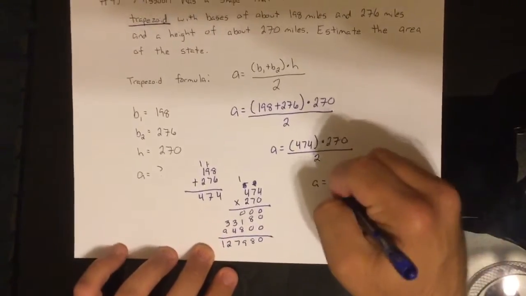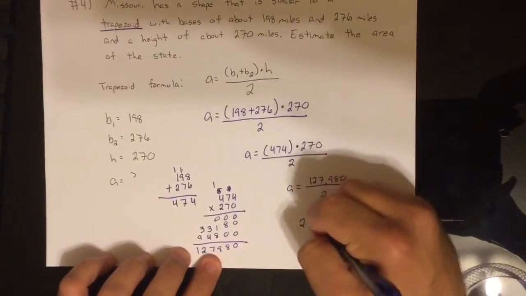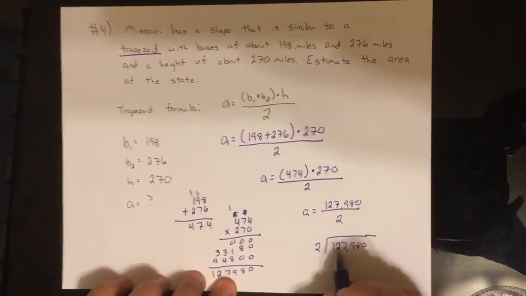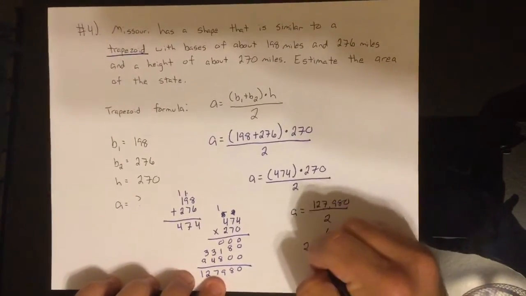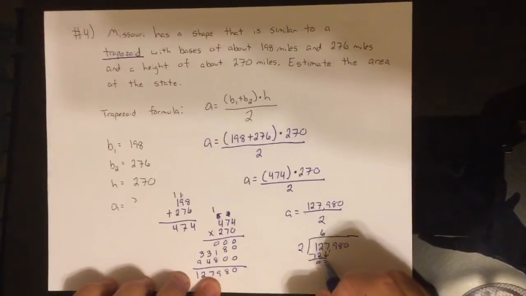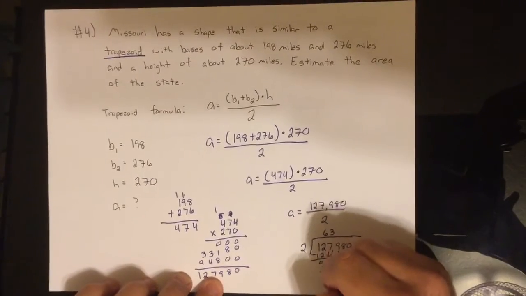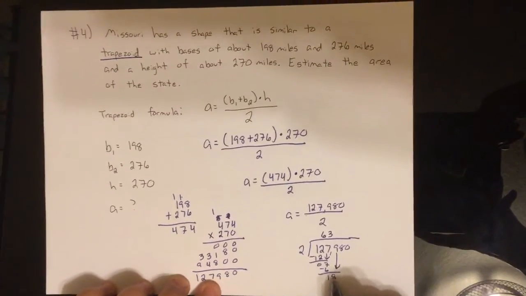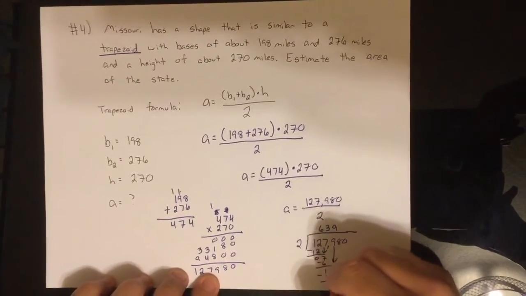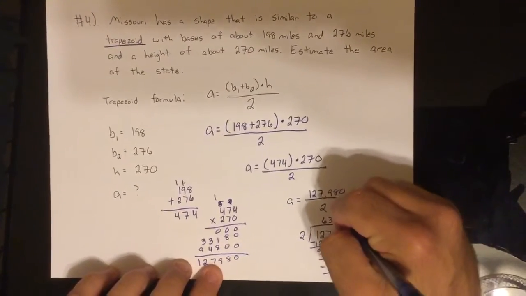But guess what? Last step. Divide it by 2. Two can go into 12 6 times. 2 can go into 7 3 times. 2 can go into 19 9 times. 2 can go into 18 9 times.